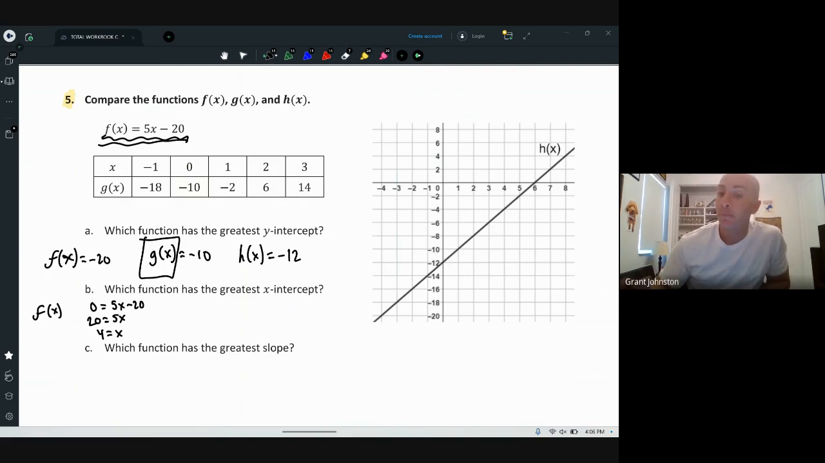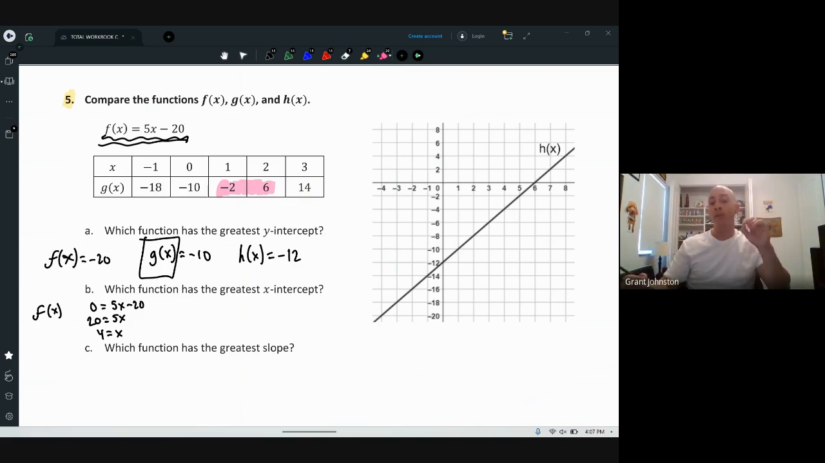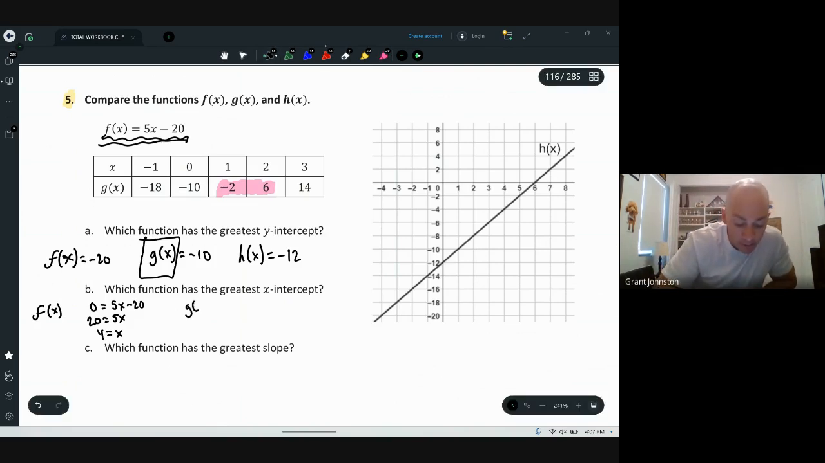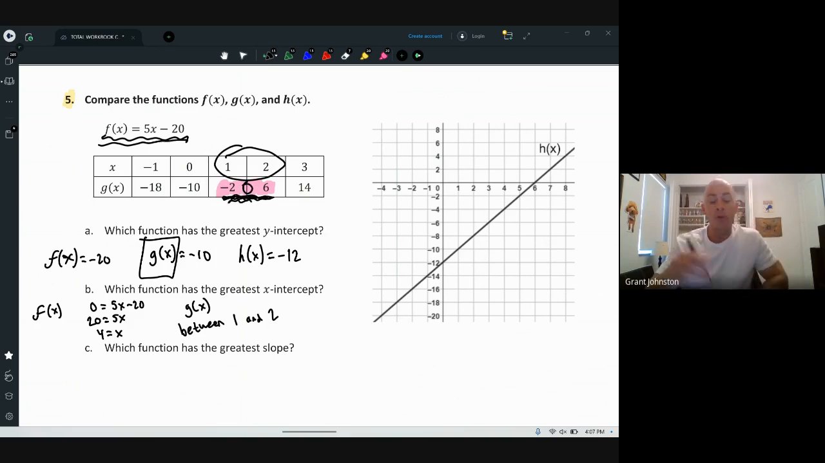For g of x, this is also difficult because remember we got to look where y is 0. Well, I don't see a 0 in these y values, but I can estimate where it would be. That 0 should be somewhere between the -2 and 6, because at 1 it's at -2, and then at 2 it's at +6. So it has crossed the x-axis somewhere. So I know that for g of x, it's between 1 and 2, because the y value is going to hit 0 between the x values of 1 and 2. Now, h of x, I can clearly see the x-intercept. It's at 6.